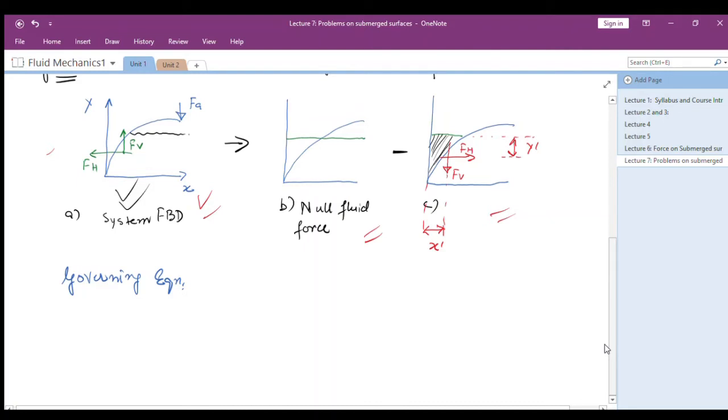So that's why I would recommend that always be prompt and be systematic once you are solving your problem.